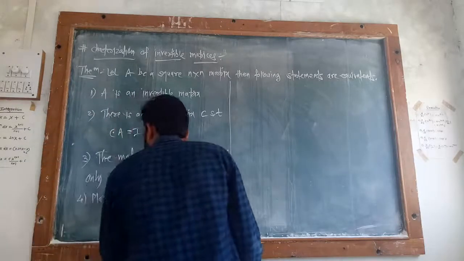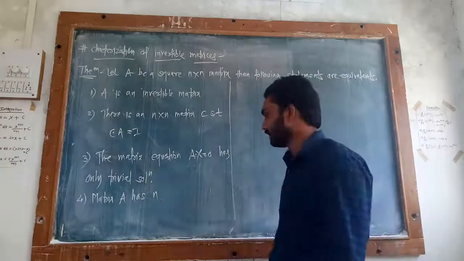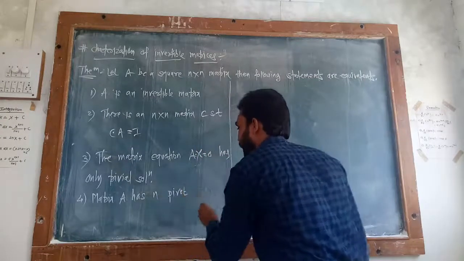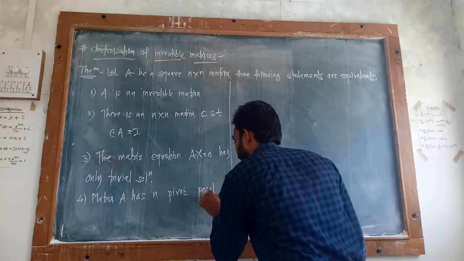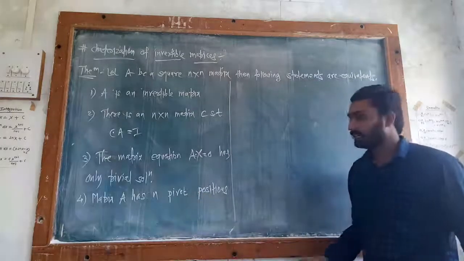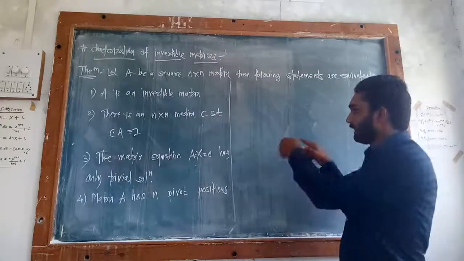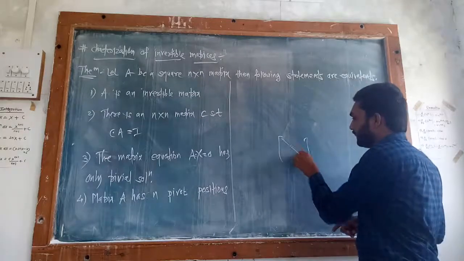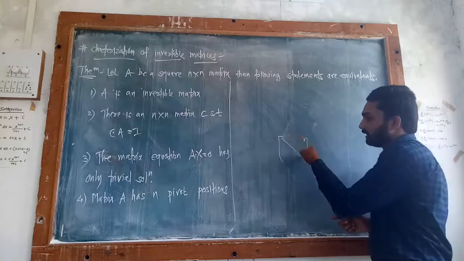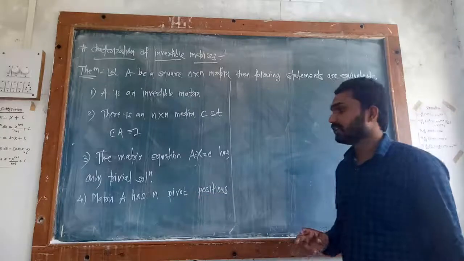Matrix capital A has n pivot positions. What is meant by n pivot positions? That means the matrix A has n non-zero diagonal elements. Suppose this is your matrix A, this matrix has n non-zero diagonal elements. All these elements are non-zero. Okay? The matrix A has n pivot positions.